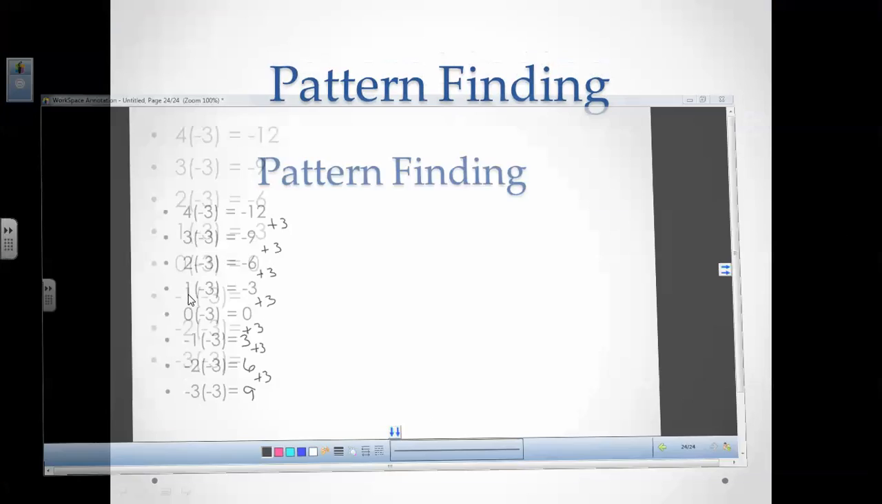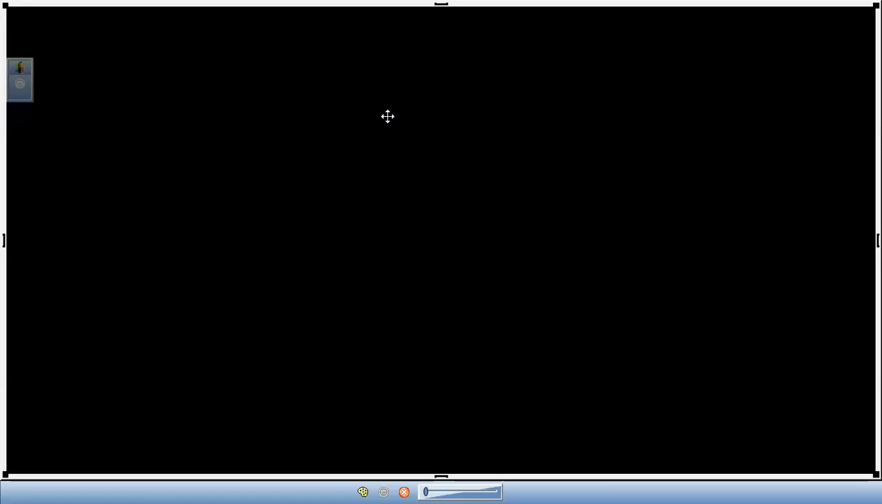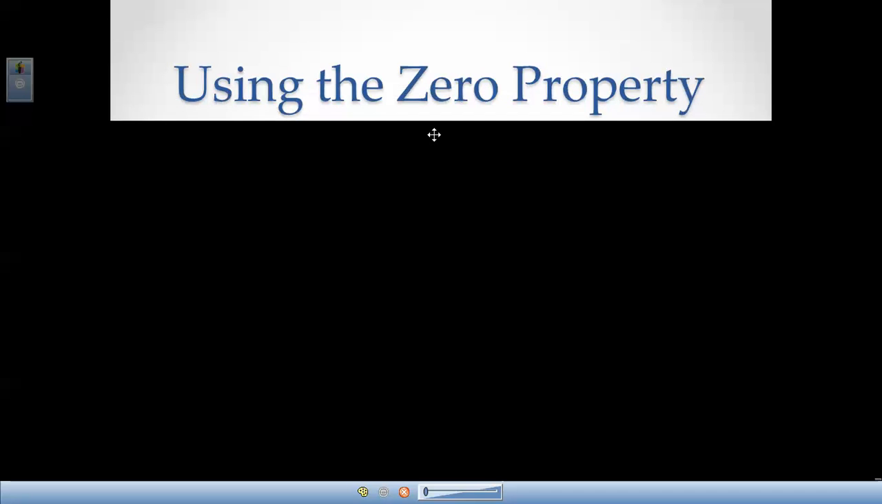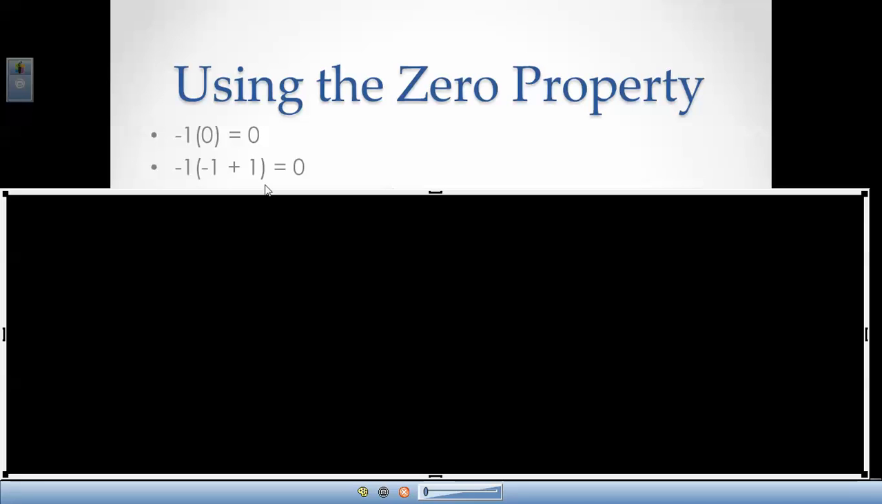Another way we can think about this is using our zero property here. And so let's, where's my screen shade? There we go, and we'll talk through this step by step. Okay, so we know that negative 1 times 0 is in fact 0. Now, we can rewrite 0 as negative 1 plus 1. All right, so we know that's true. So negative 1 plus 1, that's 0. Excellent. Now what we can do is use the distributive property.